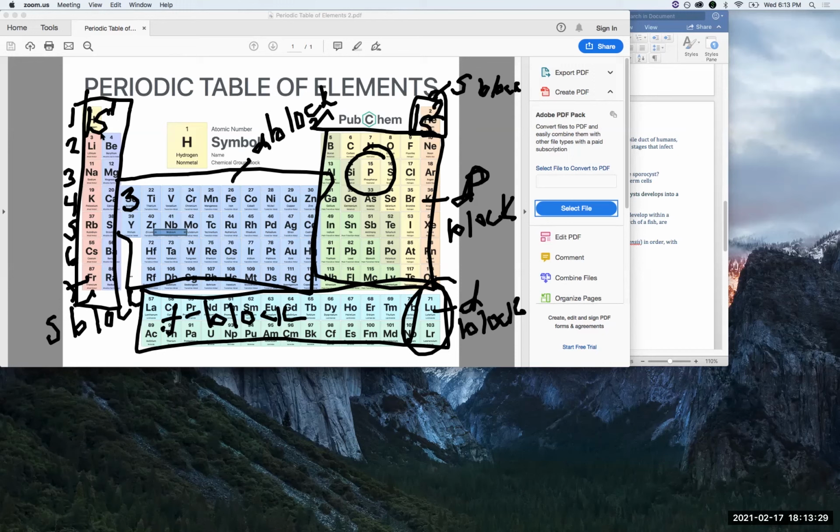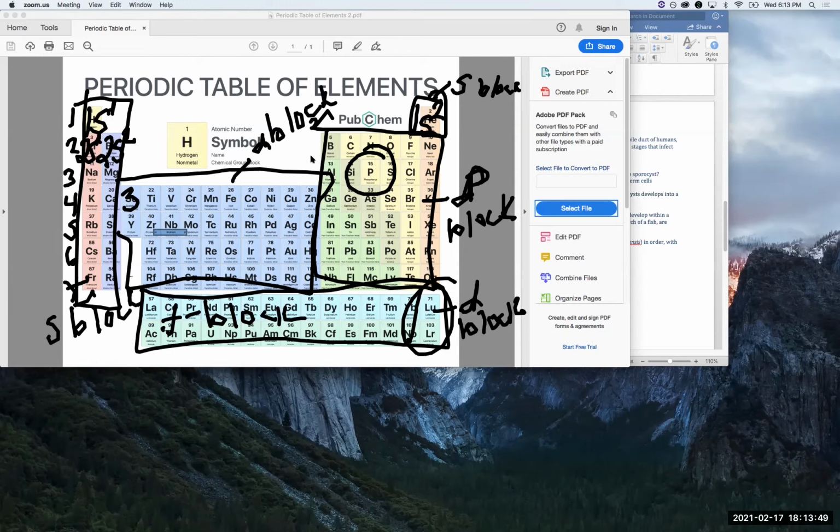And then we go on to the second row. So 2s1, 2 being the second row, S being the second block, and then 1 being that first one on that second row in that S block. And then we do the same thing with beryllium, 2s2.